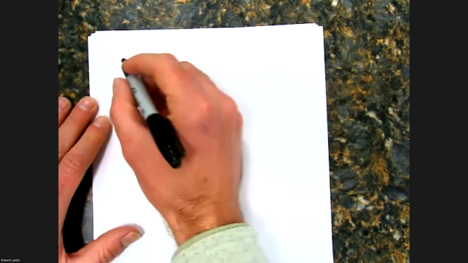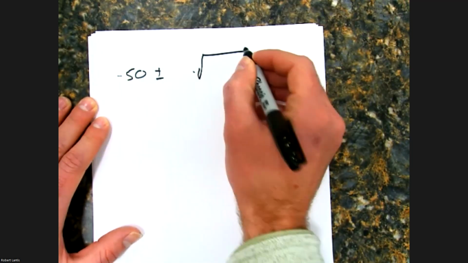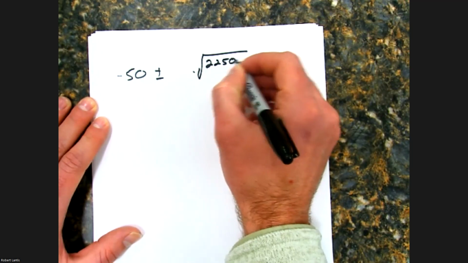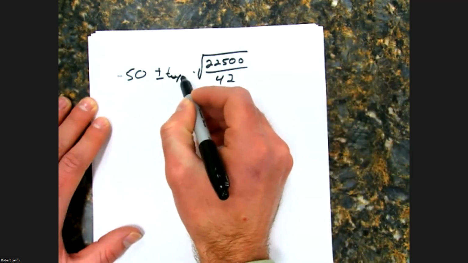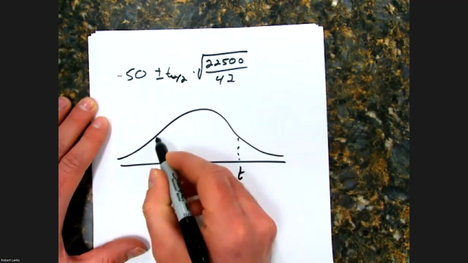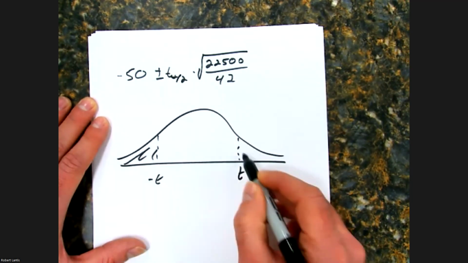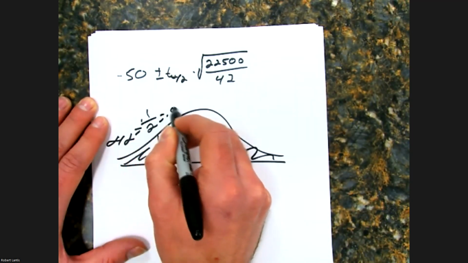So when I'm thinking about what I'm doing here, I had that sample difference, and I already forgot all the values. So what was this? -50. Okay, so I had -50 as my sample difference. My variance was like 22,500, and I had 42 individuals. The only thing left I need to do is find this t-value that gives me alpha total outside of my interval, or alpha over 2 on each side.